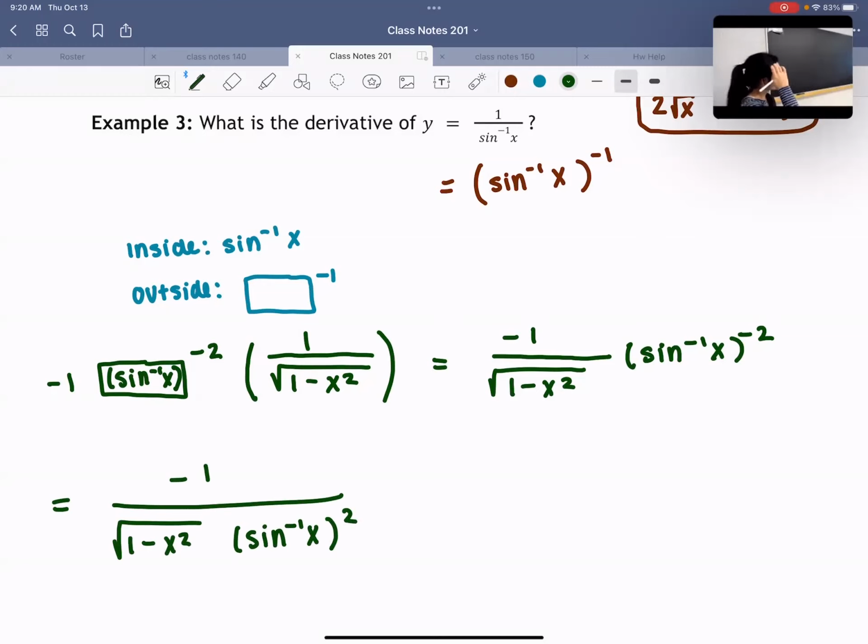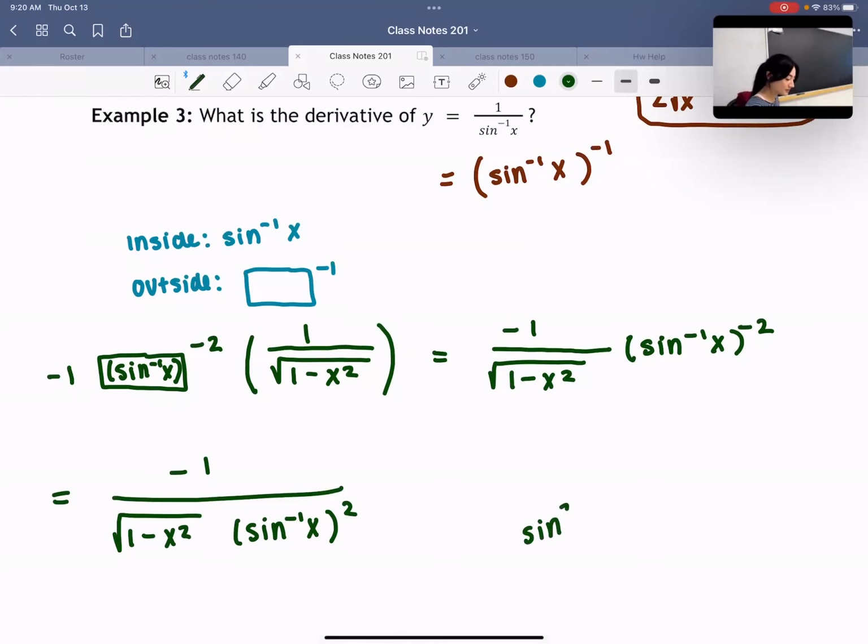Now here's where things get a little tricky. I know that when we square sine, we write it like sine squared x. We can't really do that with inverse trig functions because there's a negative sign in that exponent spot. So we're actually going to just keep the parentheses around sine inverse and square it. So that means sine inverse x, squared. Any questions on example 3?